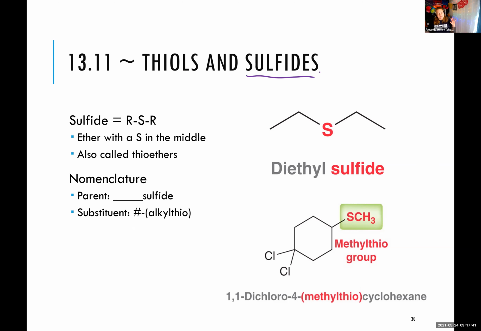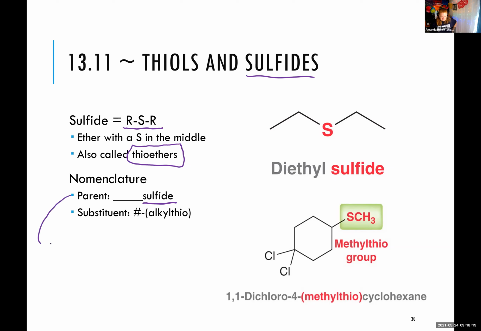So a sulfide is kind of like a sulfur version of an ether. Because of that, of course, they have another name. They are also called thioethers. So we have that thio prefix in there again. So it's RSR, just like an ether, but with a sulfur in the middle. When we name these, again, we have two ways to name them. If we have a simple sulfide, we can add in the word sulfide at the end.